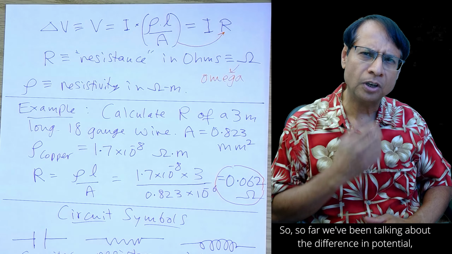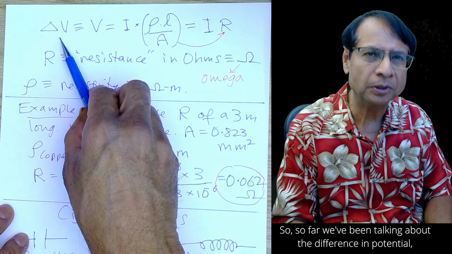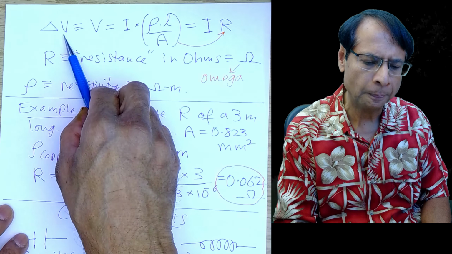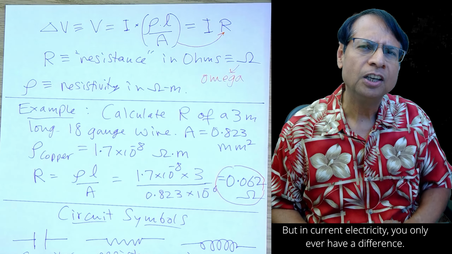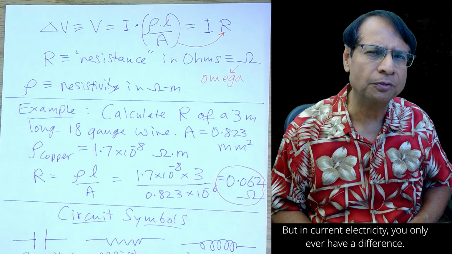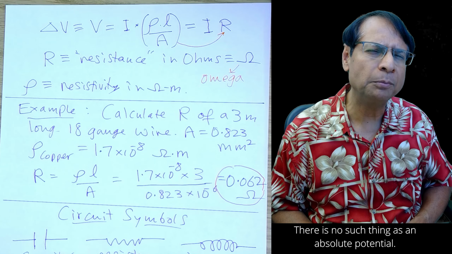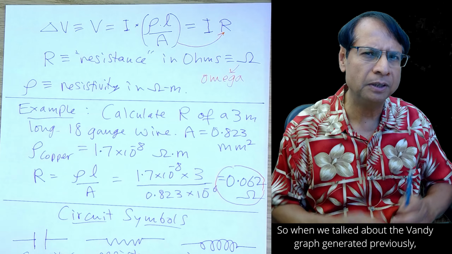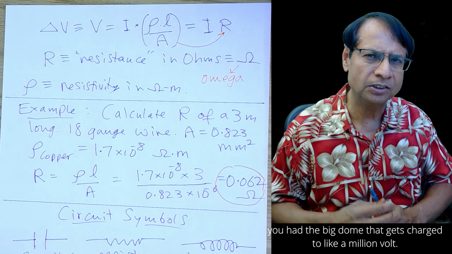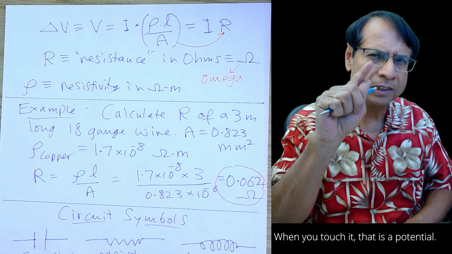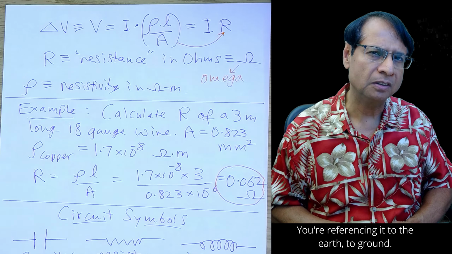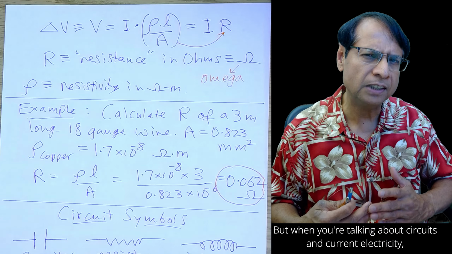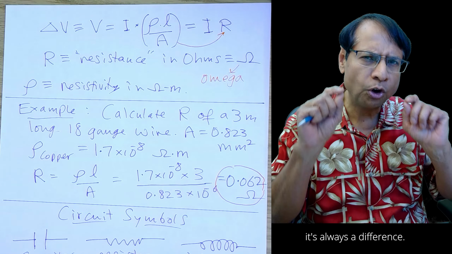So far we've been talking about the difference in potential, the difference in height, the difference in pressure driving the stuff. But in current electricity, you only ever have a difference. There is no such thing as an absolute potential. When we talked about the Van de Graaff generator previously, you had the big dome that gets charged to like 1,000,000 volts. When you touch it, that is a potential. You're referencing it to the earth, to ground. But when you're talking about circuits and current electricity, it's always a difference.